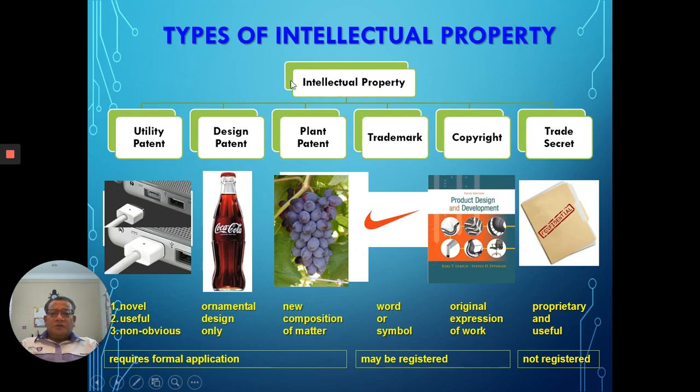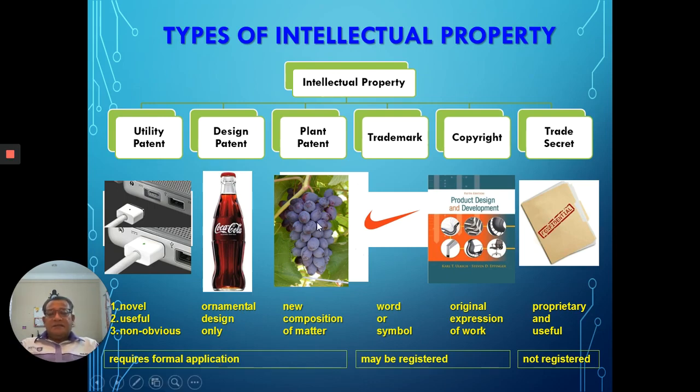The other type of intellectual property is in the form of design patent. A design patent could be explained with the shape of the Coca-Cola glass bottle. This shape is slightly slender on the bottom and slightly bigger on the top, and slightly bigger on the base, and it is actually a patented design by Coca-Cola. So the design is very significant to Coca-Cola in the form of an ornamental design category.